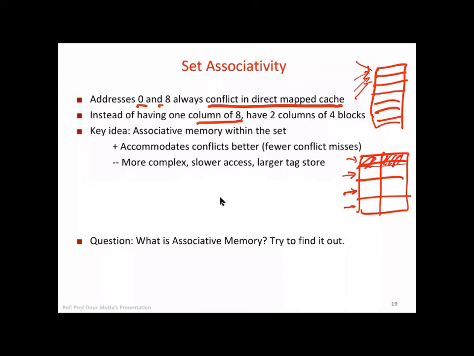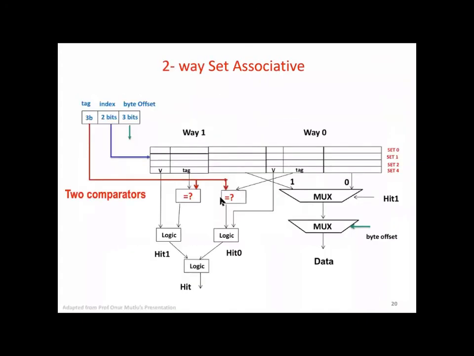Now these 2 blocks will correspond to an index. So now the number of index bits will reduce, but at the same time the number of conflict misses will also reduce, so it will handle the conflicts better. However, it has a more complex and larger tag store. Let's look at the diagram now.